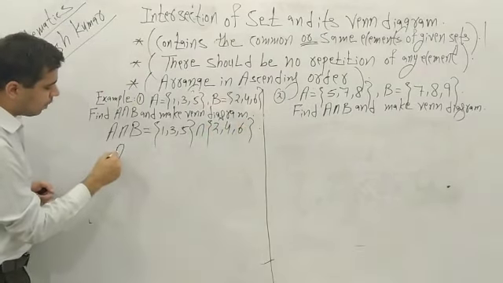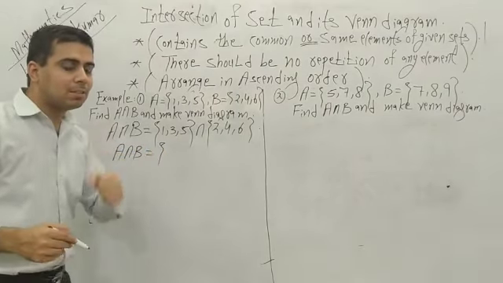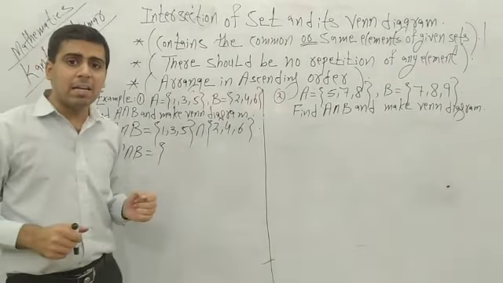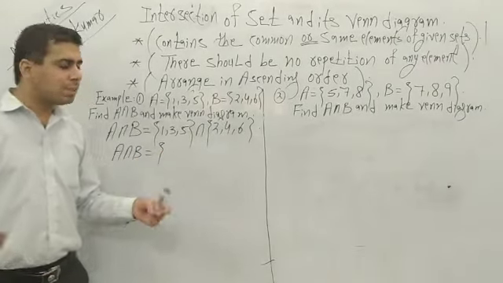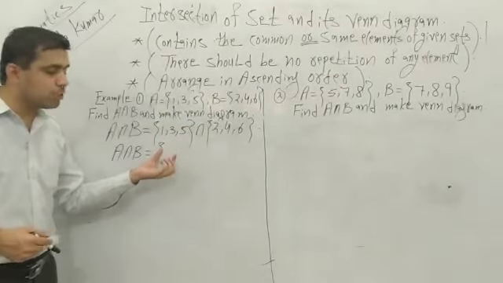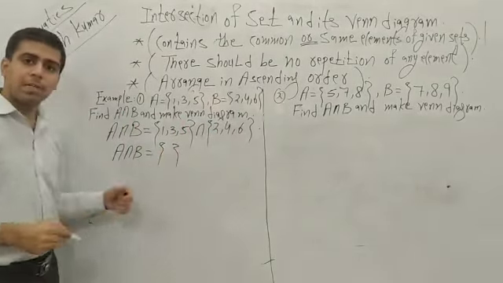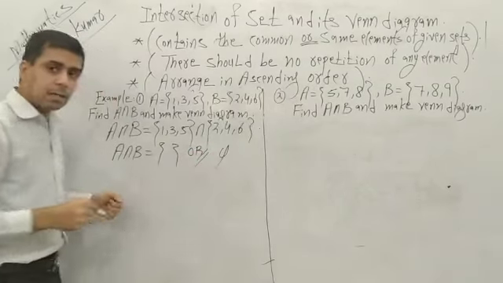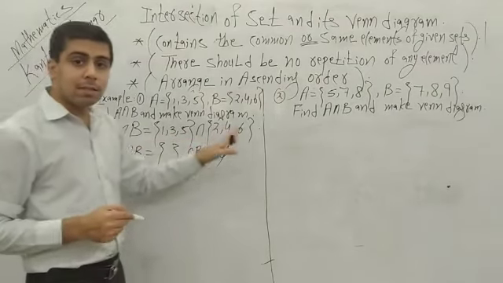Now what will be the answer? My dear students, as I told you, we have to write only and only the common or the same elements. Now see here, in these two sets, is there any common element? My students, there is no common element. So what will be the answer? The answer of this particular question will be the null set, because there is no common element. Or another sign you can use is the empty set symbol, because there was no common element. That's why the answer of this one is a null set.